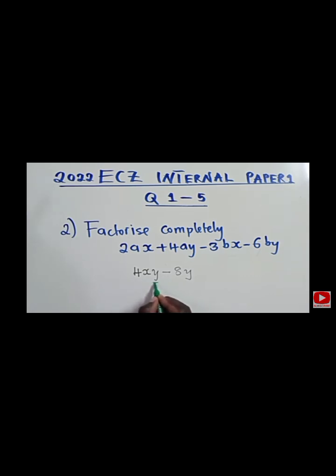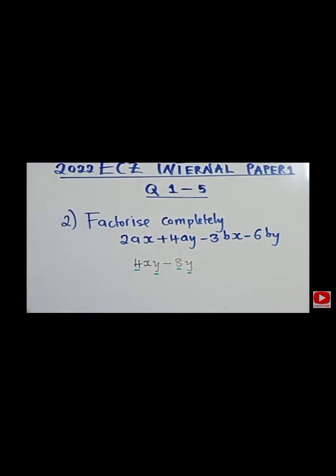If you can see, we have y here and y here, so y is common. We have 4 here and 8, so 4 is common. So what are we going to do? We're going to put 4y outside, and then open bracket.